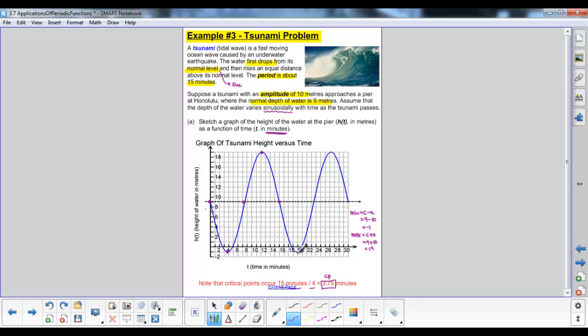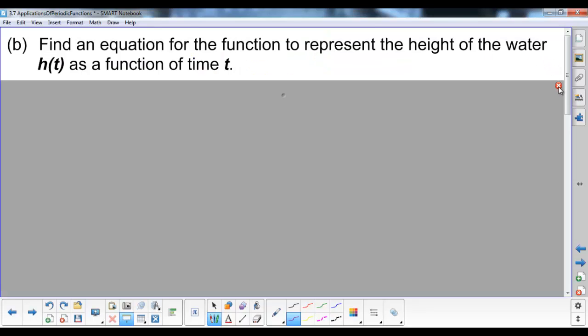So next critical point, we reach our minimum. Next critical point, back to the midline. Next critical point, maximum, and then again back to the midline. Then just connect all the dots and that'll give you your function. Again, we want to find the equation before we go ahead and answer any questions regarding that function. So let's find the equation for that first.